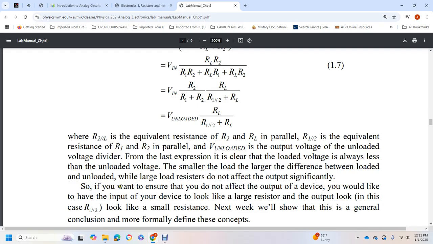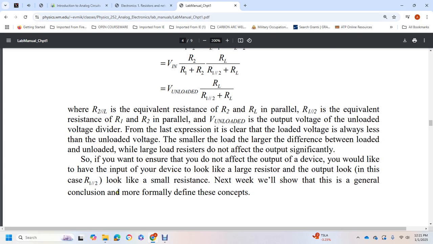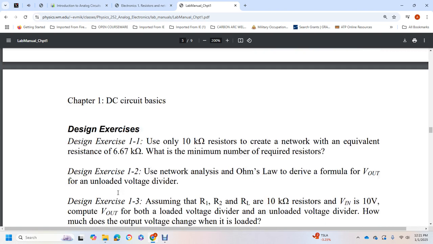Large load resistors do not affect the output significantly. So if you want to ensure that you do not affect the output of the device, you would want the input of the device to look like a large resistor, and the output, in the case of resistor 1 in parallel with resistor 2, to look like a small resistance. Next week we will show that this is a general conclusion, more formally defined in the concept of impedance.